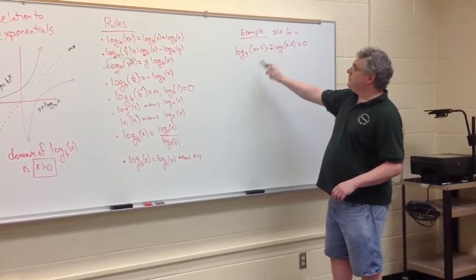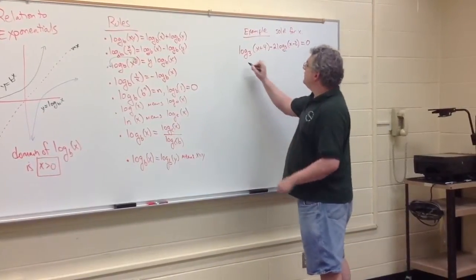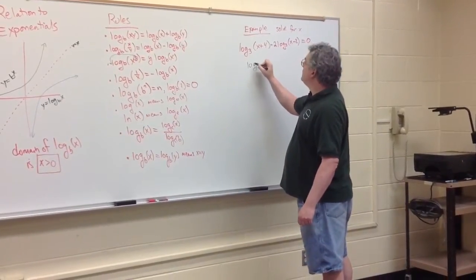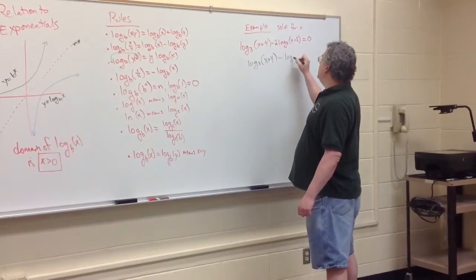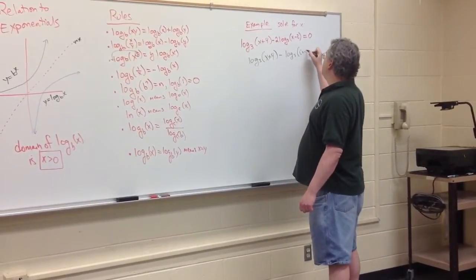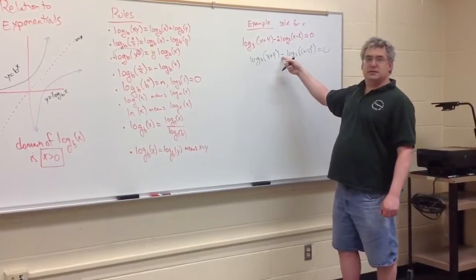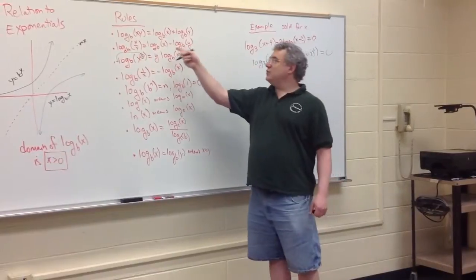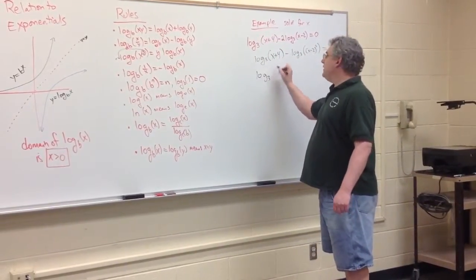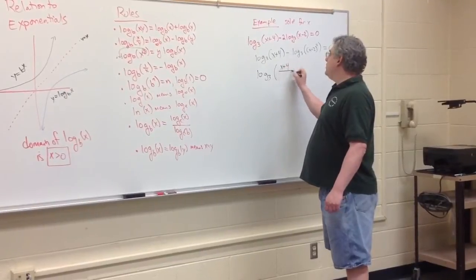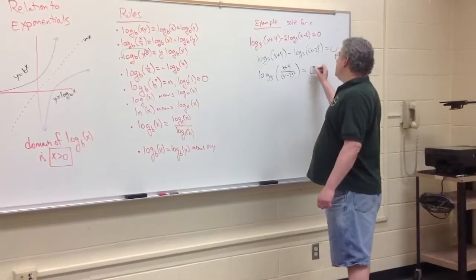This 2 here is that 2. We can use this rule to put it in the top. So what do we get? Log base 3 of x plus 4 minus log base 3 of x minus 2 quantity squared is 0. What about that minus? That minus is like this second rule. We can combine them as a fraction. We have log base 3 of x plus 4 over x minus 2 quantity squared is 0.